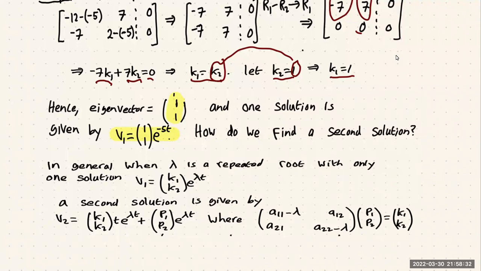Okay, so in general, when lambda is a repeated root with only one solution, like we have in our case here, a second solution is given by V2 equals (K1, K2) t e to the lambda t plus (P1, P2) e to the lambda t, where we have (A11 minus lambda, A12; A21, A22 minus lambda) times (P1, P2) equals (K1, K2). So let's see how we can apply this to our example here.